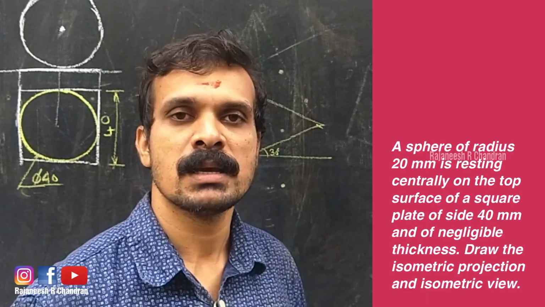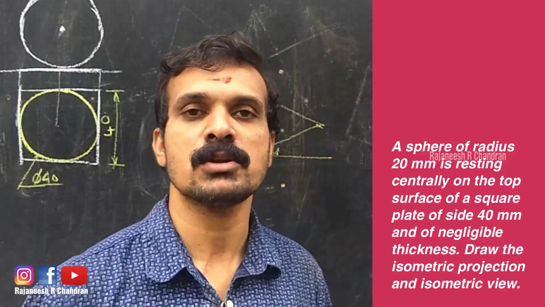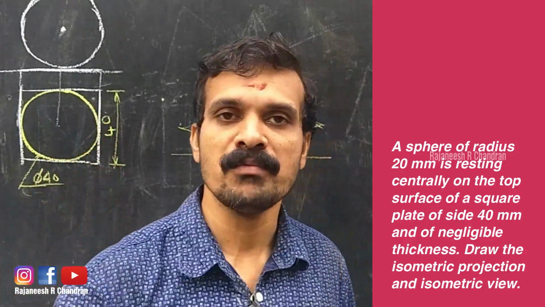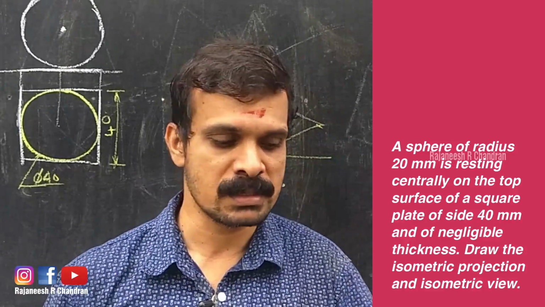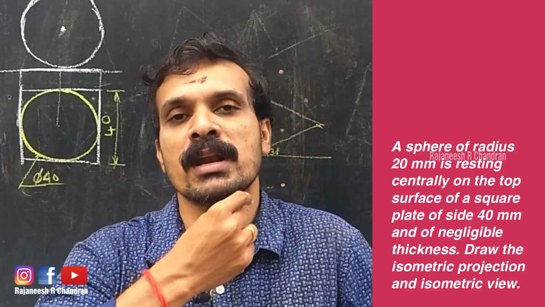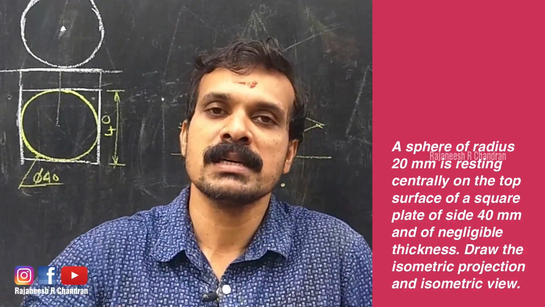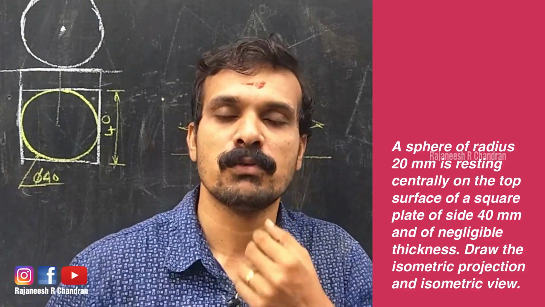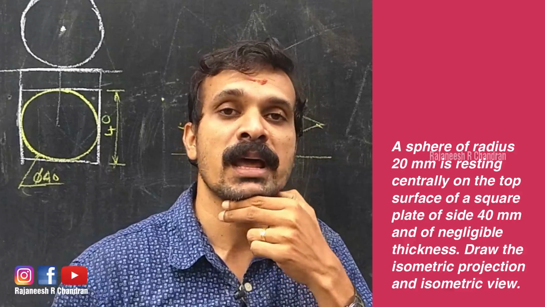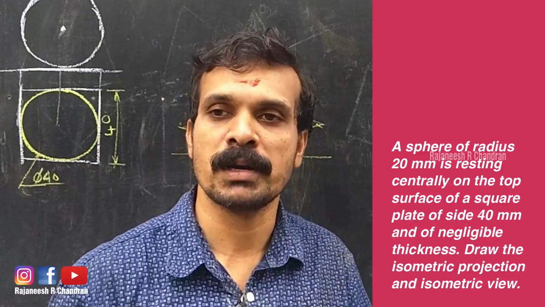The problem is: a sphere of diameter 40 mm is placed on a square lamina of side 40 mm with negligible thickness. That means the sphere is placed on the top of the square lamina. The thickness of the square lamina is negligible and the width is 40, and on the top of the square lamina a sphere of 40 mm diameter is placed. We have to construct the isometric projection and isometric view.